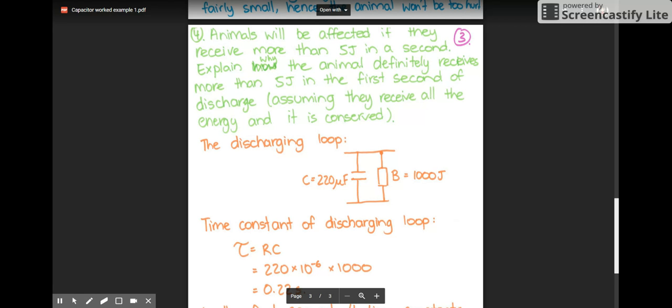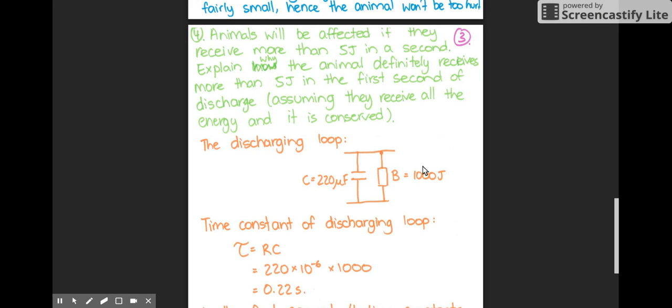So we're assuming that they receive all of the energy and the energy is conserved. Now down here, you'll see I've written 1,000 joules, which should be 1,000 ohms, which I was given in the book. Okay, so that should be 1,000 ohms. Don't make that mistake. So I've written a discharging loop. So the current will flow out of the capacitor and it will run through the animal.